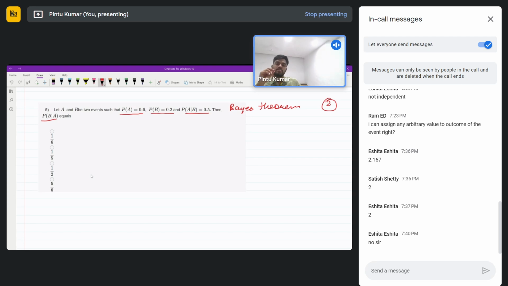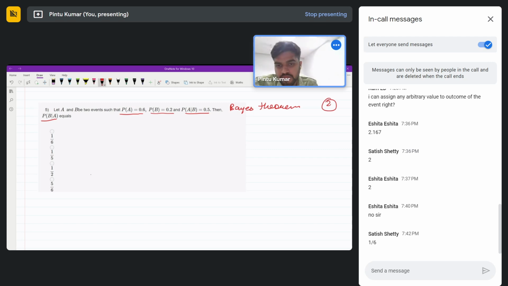Just solve it and tell me what answer you are getting. Satish will confirm if somebody else also solves.